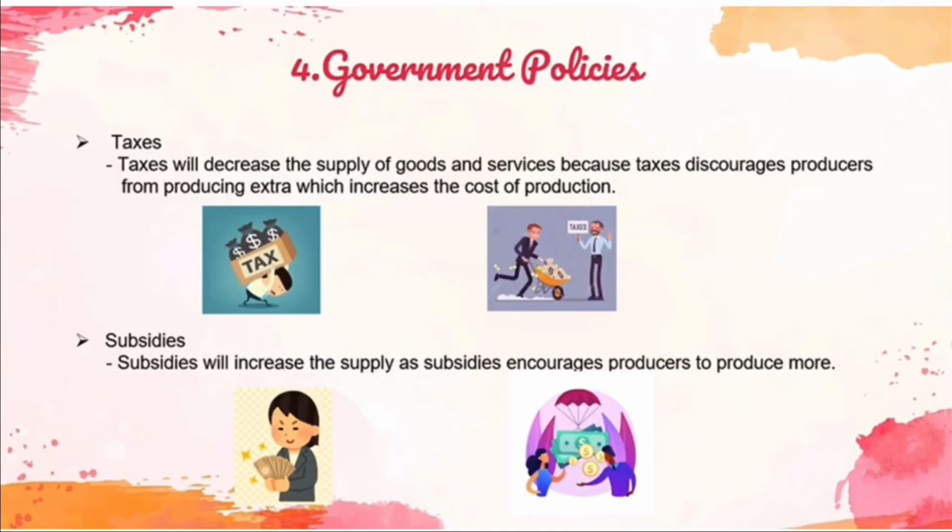For taxes, the government applies taxes to suppliers to discourage producers from producing extra, which increases the cost of production, because taxes will decrease the supply of goods since they increase the cost of production. So sellers will automatically decrease their supply.